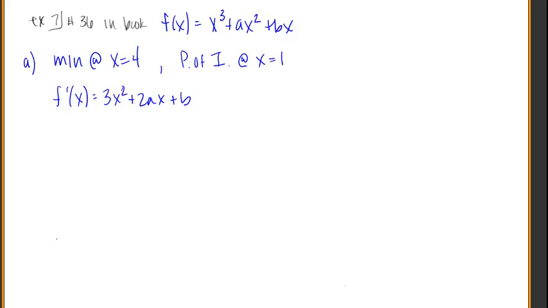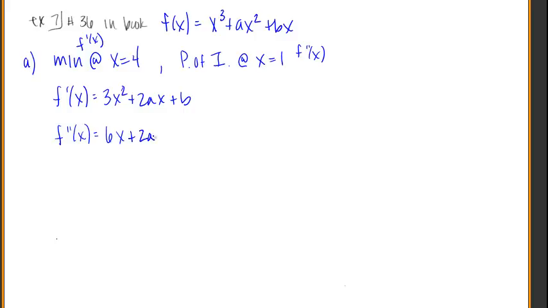Now, a minimum, remember, is all going to come from information learned from the first derivative, but the point of inflection is all information that's going to be learned from the second derivative. So obviously then we also need the second derivative. So f double prime of x will just be 6x plus 2a.